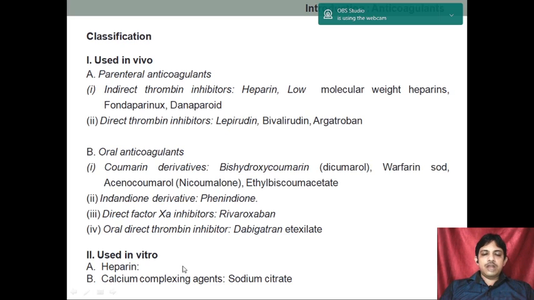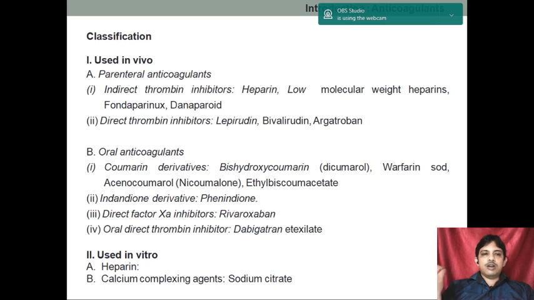Now, in vitro. These drugs are also used in vitro. It may be after collection of the blood, for blood testing and so on, because there will be clotting of the blood, and in all those cases we can use them. It may be heparin we can use. We can also use calcium complexing agents like sodium citrate. So these are the different drugs we can use mainly in vivo and also in vitro.